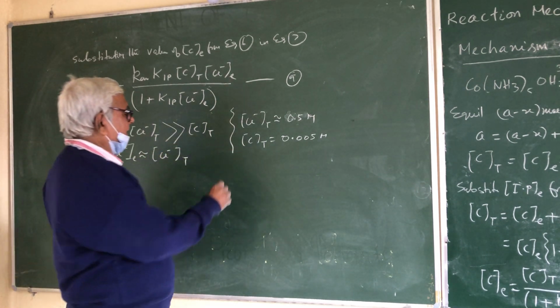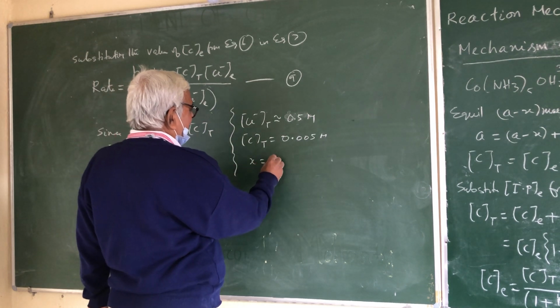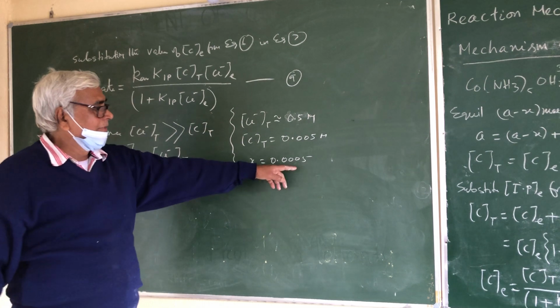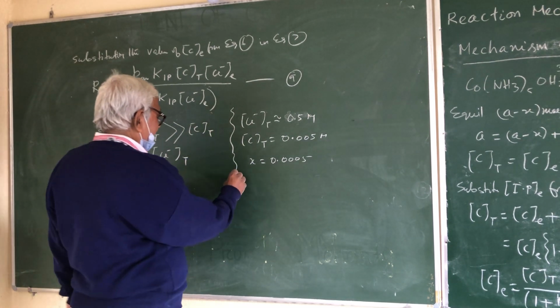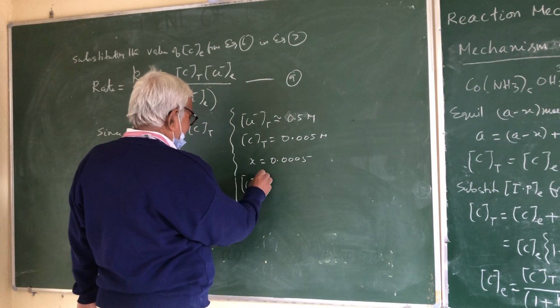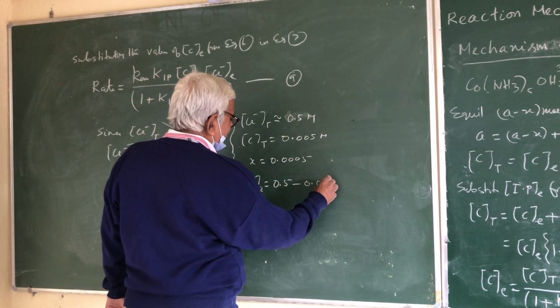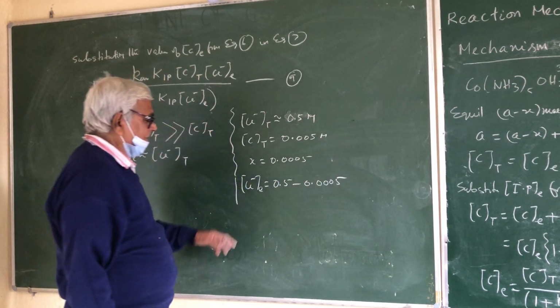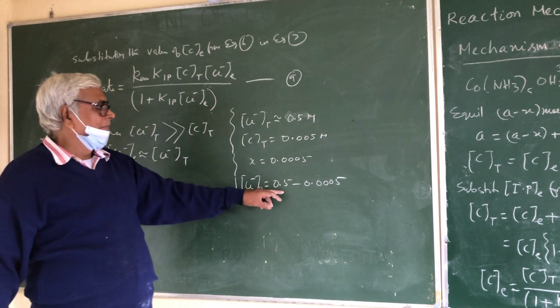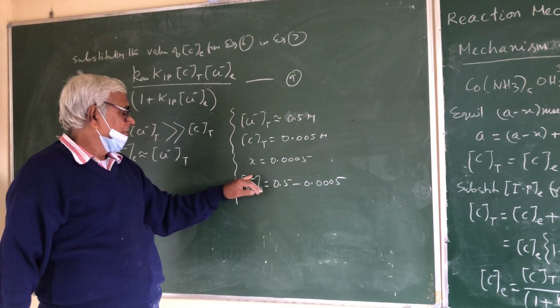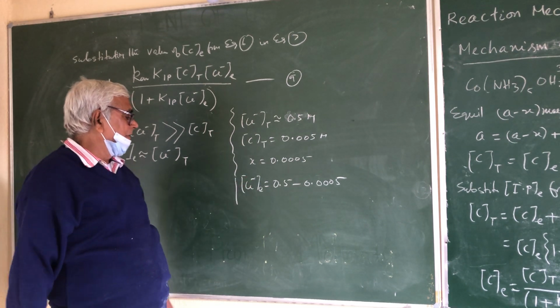Because if there is a 10% reaction, then the X value will be 0.0005. Then what is chloride at equilibrium? So chloride at equilibrium will be equal to 0.5 minus 0.0005. Therefore, this is very small in comparison to 0.5. So chloride at equilibrium is approximately equal to chloride total.